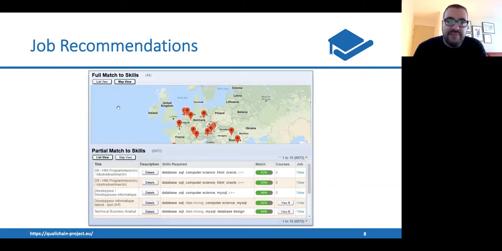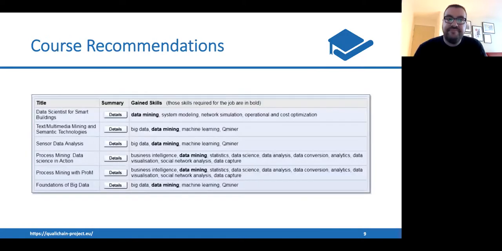On the top half of the screen, you can see a map view of which positions are available. These are positions that are full matches to the skills that the learner has acquired. Obviously, on a map, they can be filtered to be location specific. On the bottom half, you can see the recommendations that are a partial match to the skills that a learner has acquired. For those jobs, the learner can also get recommendations about the learning materials, the courses that will help them acquire those missing skills.